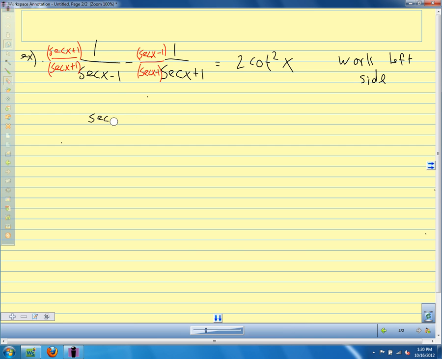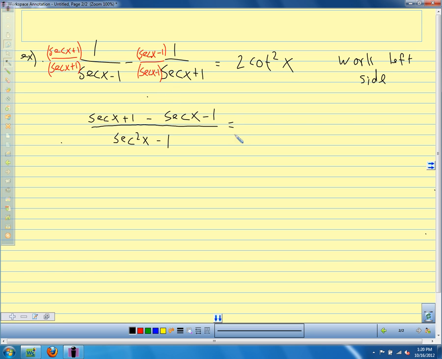So in the numerator, I end up with secant x plus 1 minus secant x minus 1 over, and when I multiply these out, I get secant x plus 1 times secant x minus 1. When I multiply those out, I get secant squared x minus 1. If I FOIL this out, first is secant squared, the outside is plus secant x, the inside is minus secant x, and the last is minus 1.